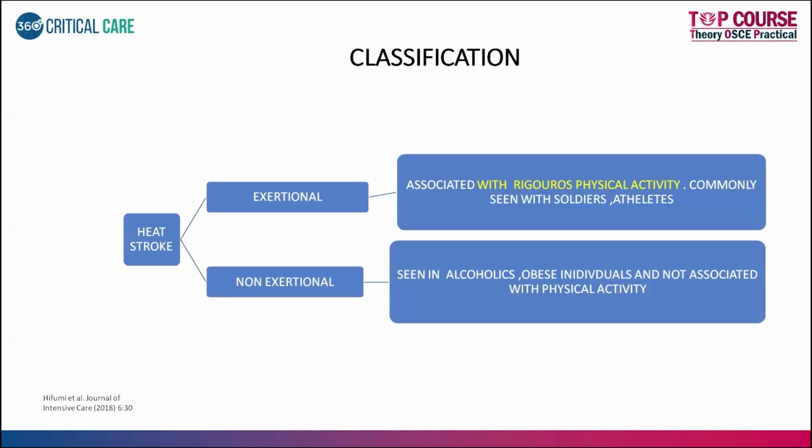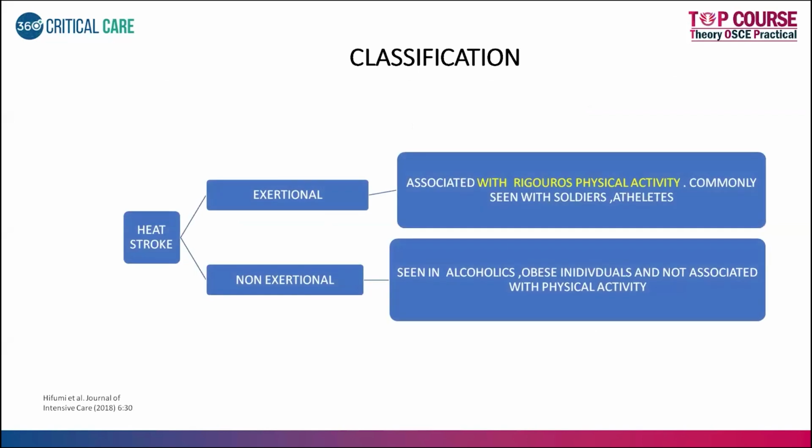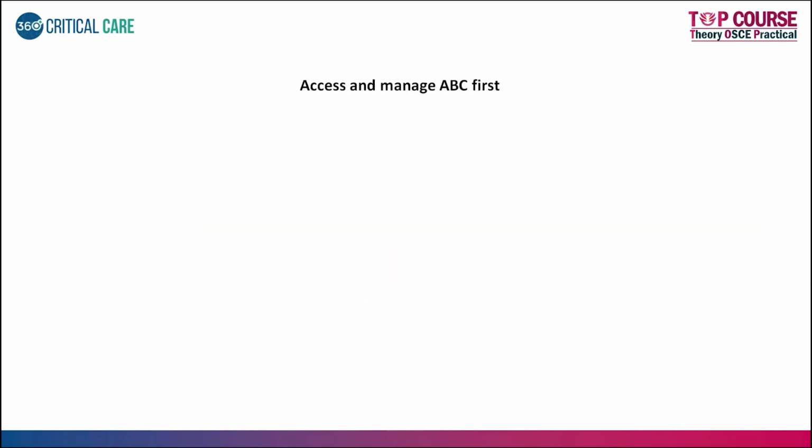Is there a classification? Yes, probably it's one way to think about it: is it exertional or non-exertional? Exertional is what I told you, rigorous physical activity, especially seen in soldiers, athletes, marathon runners, etc. These are the people who are prone to develop heat stroke. Non-exertional is seen in patients with alcoholism, obese individuals. Even with no physical activity, when they are exposed to some sort of heat atmosphere, they are also at a risk of developing heat stroke.